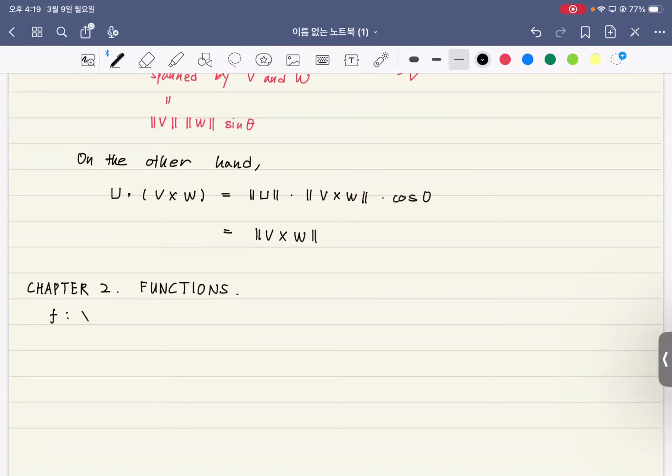Many times we use such a notation when we are describing a function. As a set theory, this is the domain. This is what we call the domain. And this is what we call the codomain. So this is the domain. This is the codomain.